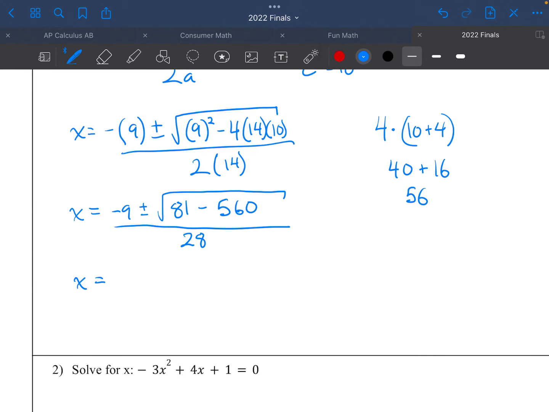So we have x is equal to negative 9 plus or minus. I know that this is going to be inside the square root, and it's going to be a negative because the bigger number is a negative. Essentially, I'm just going to be doing 560 minus 81. I don't like doing that problem, so I'm going to give myself an easier problem. I'm going to add 9 to the 81, because if I add 9, it'll only go to 90.